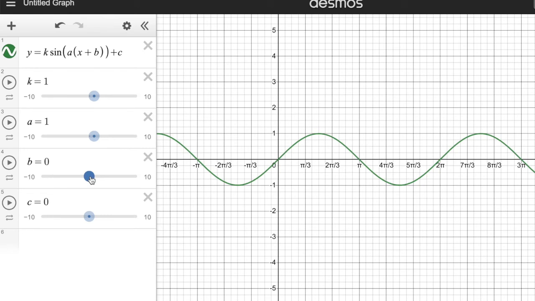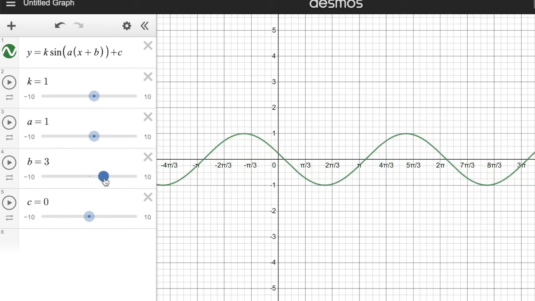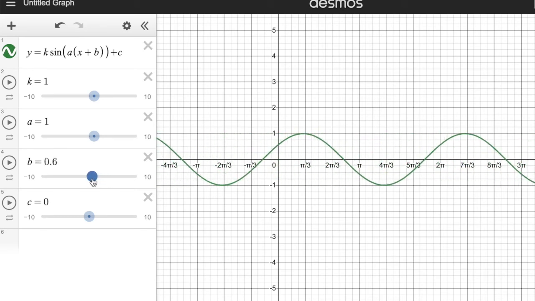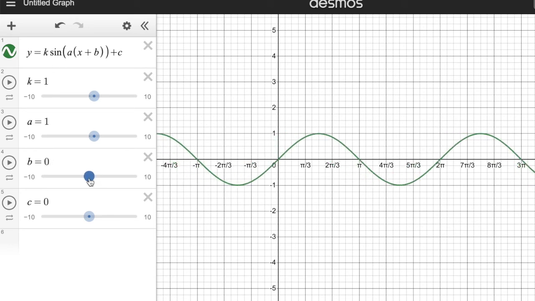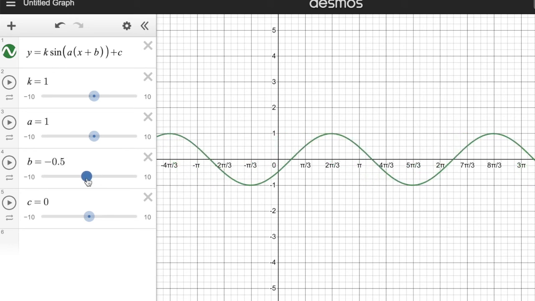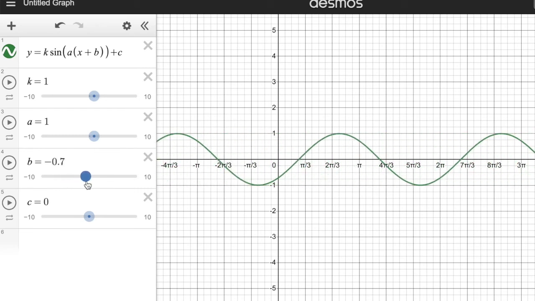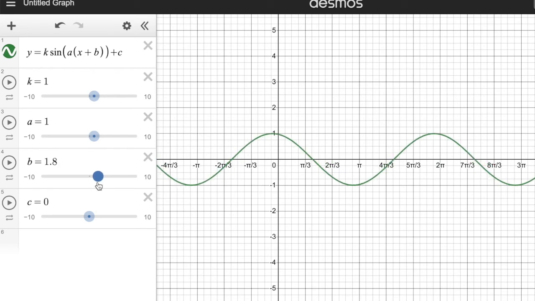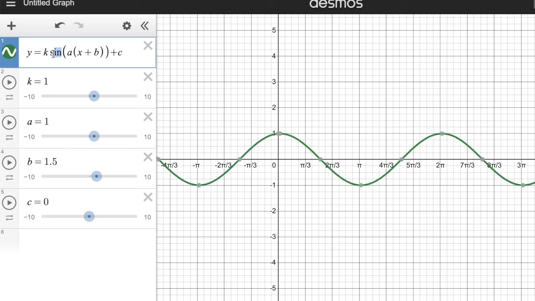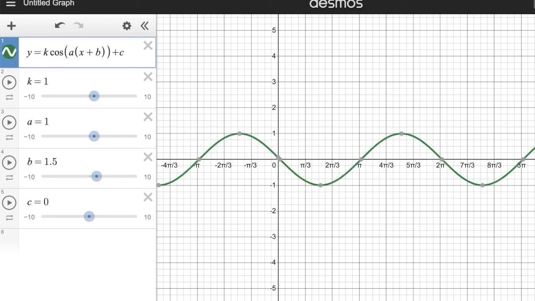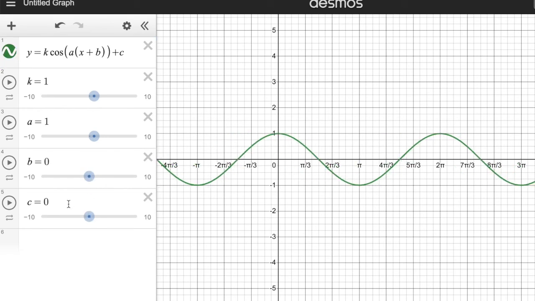Now I'm going to move my phase shift. So I'm going to make it positive. So the curve is going to shift left. It's shifting left. As I go back to 0, now I'm going to make b negative, and it's going to shift to the right. So there we have it. Those are all of the transformations of the sine curve. Now if I change it to cos, the results are the same. Let's put b back to 0.